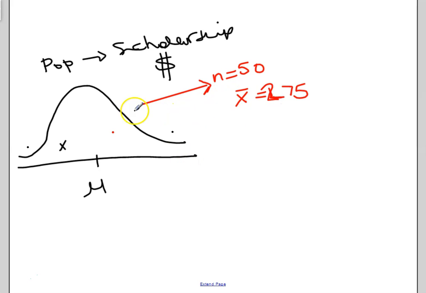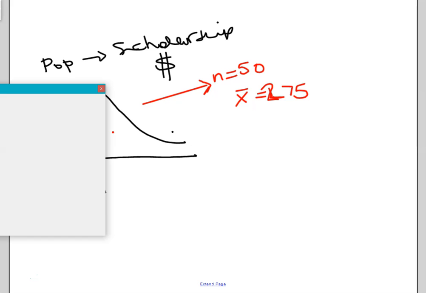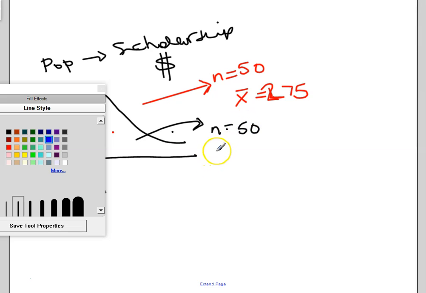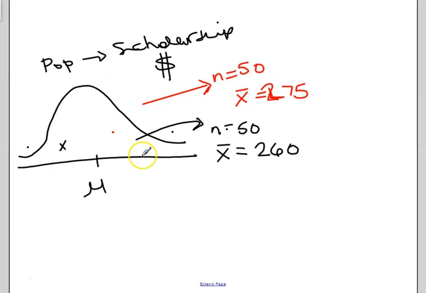There we go. So we got a sample mean of 275. Then we might take another sample, right? And that sample, let's say we're still going to take a sample of 50. Okay, and then we find the sample mean, and it comes out to 260. All right, so we could continue doing this and taking different samples, but let's say we are sticking with the sample size of 50.